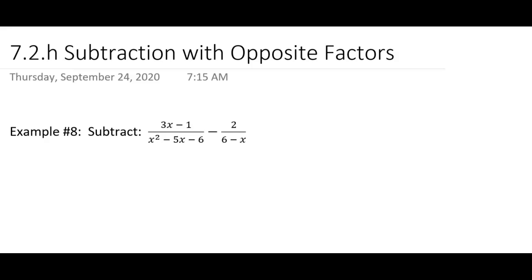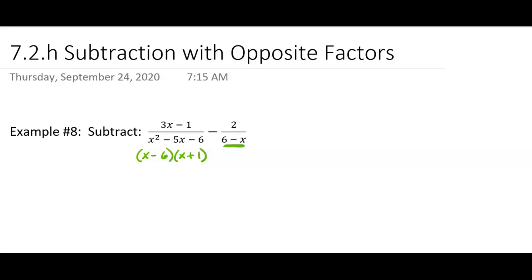So this is another subtraction problem, and you are looking at the problem. Look at the first denominator. Hopefully you're thinking you want to factor that. And this is going to factor into x minus 6 times x plus 1. So that's the factoring. Now look over here at the other denominator. Doesn't that look odd? It's 6 minus x, and you'd really rather have it be x minus 6.